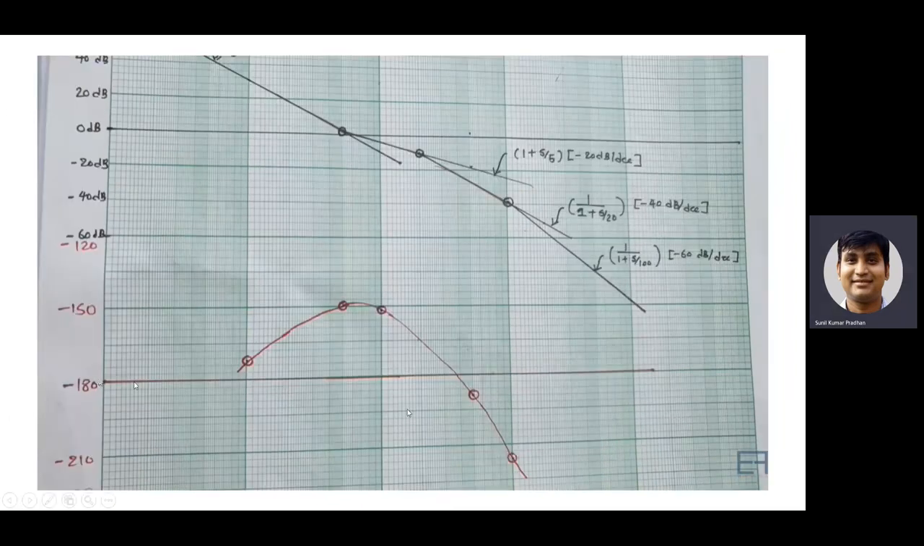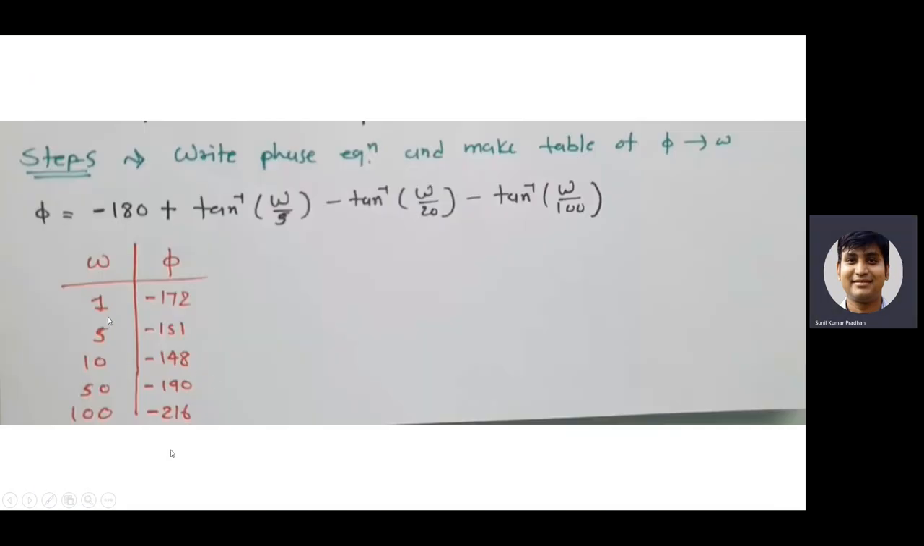Now, let's take the minus 180 degree line as the reference line. So for the other lines, minus 150 degree, minus 120 degree, minus 210 degree, like this. Now, if you can see here, at omega equal to 1, the phase is minus 172 degree. Omega equal to 5, your phase is minus 151 degree. Omega equal to 10, the phase is minus 148 degree. Omega equal to 50, phase is minus 190 degree. Omega equal to 100, the phase is minus 216 degree.